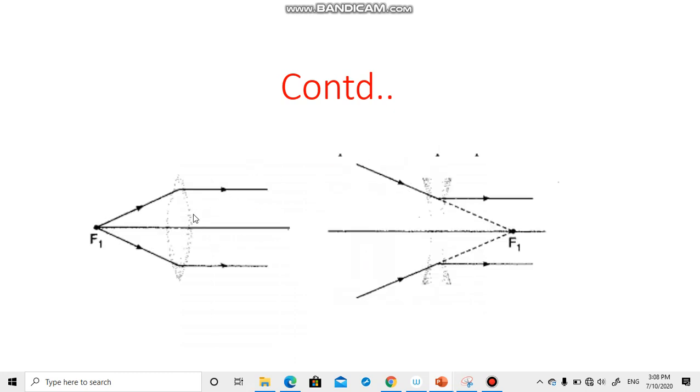Now if you take the rays which are not parallel, but are falling at some angle, after falling on the convex lens they will become parallel. And similarly, the rays which are falling on a concave lens, after falling they will become parallel, and here you need to extend them to get the focus. So the rays which start from the focus basically become parallel.